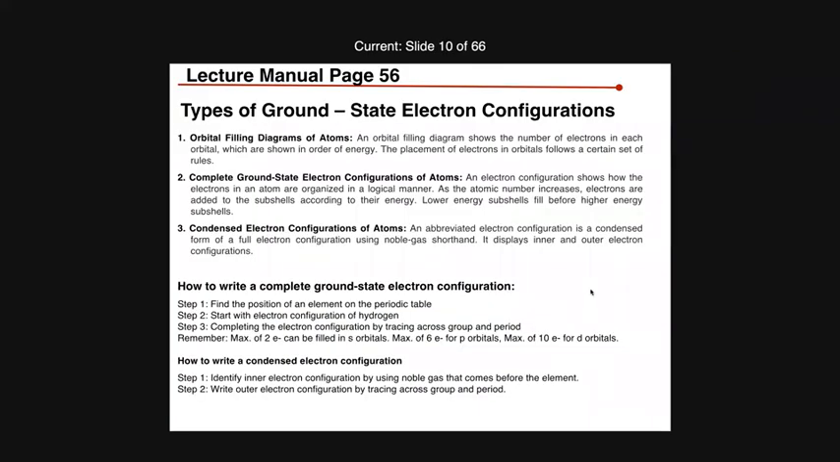There are three types of ground state electron configuration that we're going to take a look at. One is orbital filling diagrams. Second is complete ground state electron configuration. The third is condensed electron configuration. You will need to be able to differentiate all these three, and my expectation is that you have to be able to write out this type of electron configuration as well. There is a list of steps that I listed out here, but I'm not going to read you through this. I'm going to give you an example by following these steps right here. So let's take a look at example one.